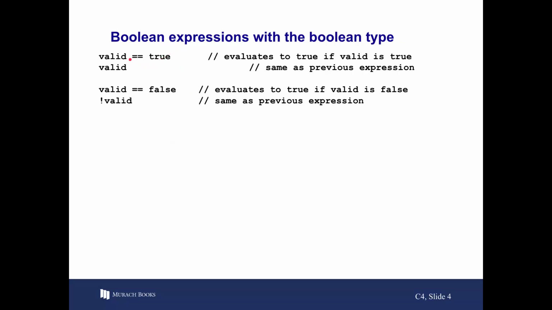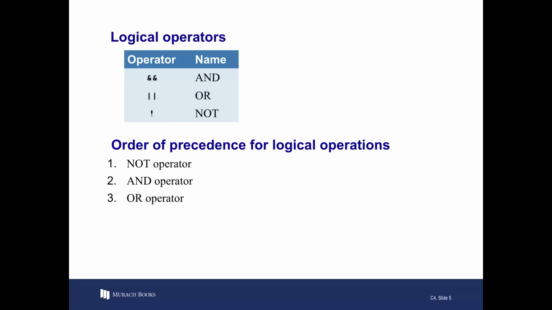Okay, you can also compare a Boolean expression. So if valid is a Boolean data type, you can say, does it equal true or does it equal false? And so you can use Boolean variables in Boolean expressions, just like you can use other variables of other data types.